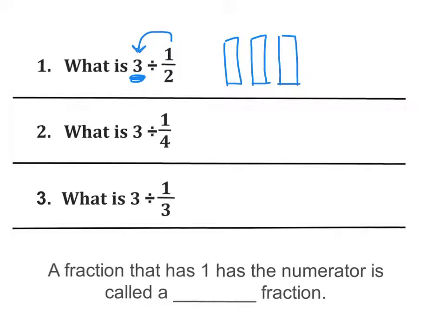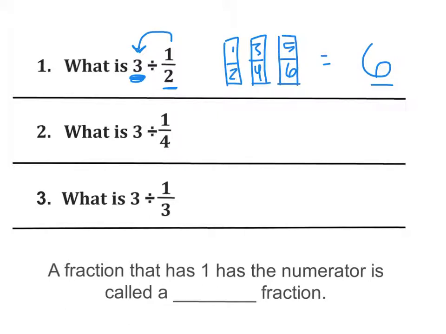Here's my 3 candy bars. I want to see how many halves I can get, so I'll cut each one in half, and then I can count those up, and you'll see I have 1, 2, 3, 4, 5, and 6. So our quotient is 6. There are 6 halves in 3 candy bars.